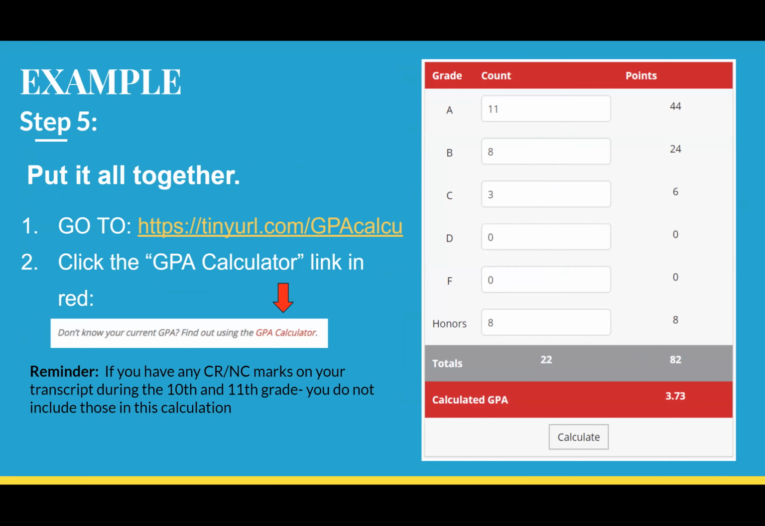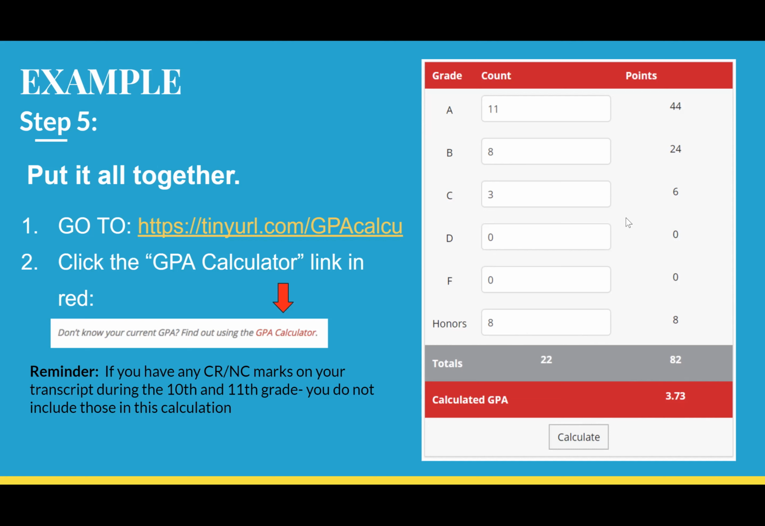I plug in how many A's, B's, C's. It's important to put in a 0 if you don't have that letter. Like let's say you don't have any D's or F's, you put in 0. And then you have a maximum of 8 honors points that you include, and then it calculates your GPA for you. But let's say you wanted to hand calculate it.